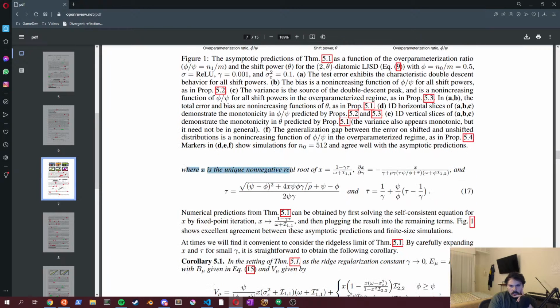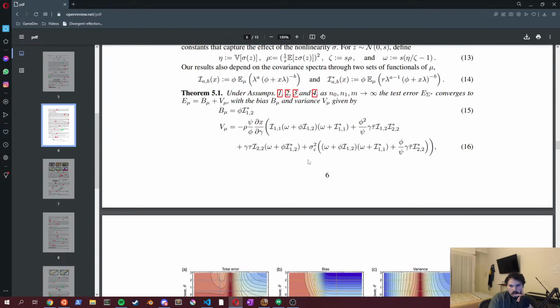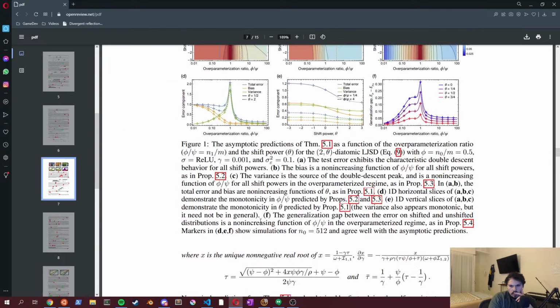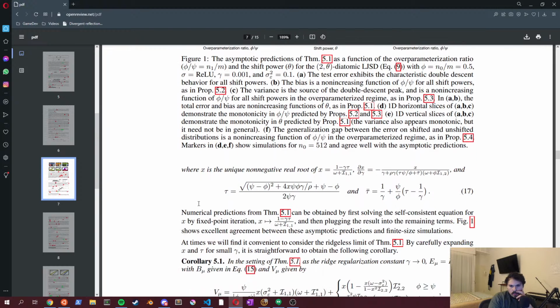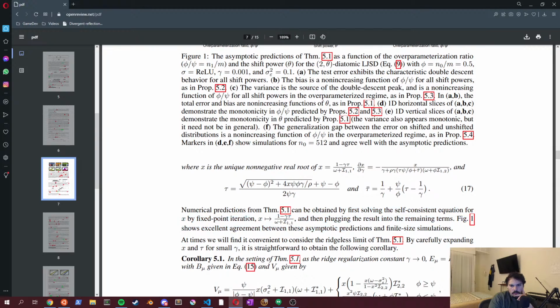Where x is the unique non-negative real root. Numerical predictions from 5.1 can be obtained by first solving the self-consistent equation for x by fixed point iteration, and then plugging the results into the remaining terms. Figure 1 shows excellent agreement between these asymptotic predictions and finite simulations.